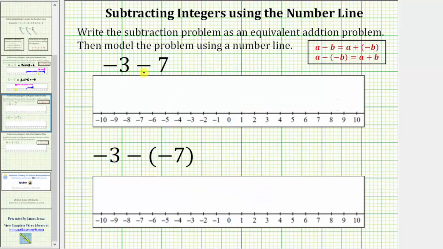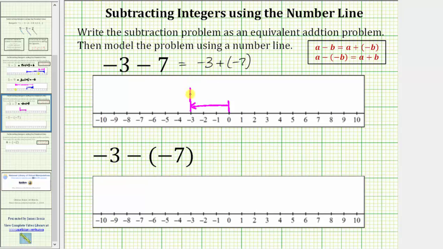Next we have negative 3 minus 7. Subtracting positive 7 is equivalent to adding negative 7. Negative 3 minus 7 equals negative 3 plus negative 7. To model the difference as well as the sum, we first model negative 3. To do this, we start at 0, move left 3 units to negative 3 on the number line, and then to subtract 7 or add negative 7, we move left 7 units.